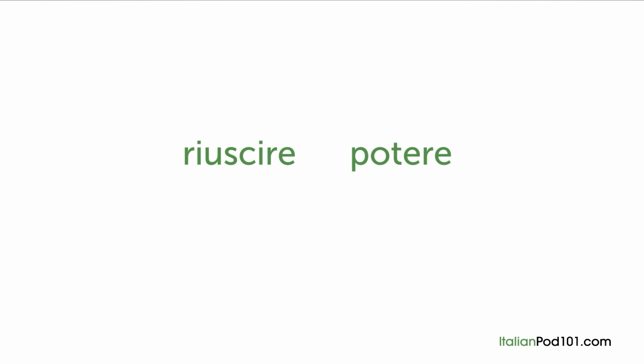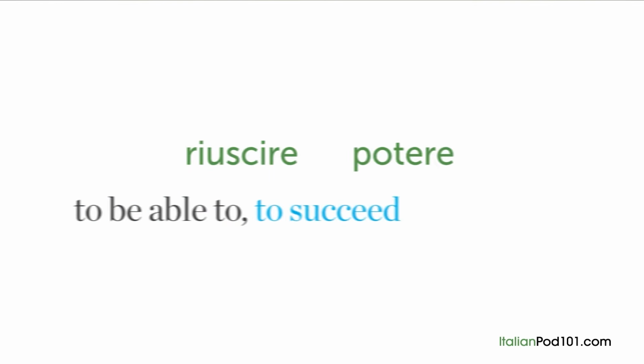Sometimes we can use another verb, riuscire. In English, this can be translated in the same way as potere. However, riuscire has a slightly different meaning. Its meaning is somewhere between the English verbs to be able to and to succeed.